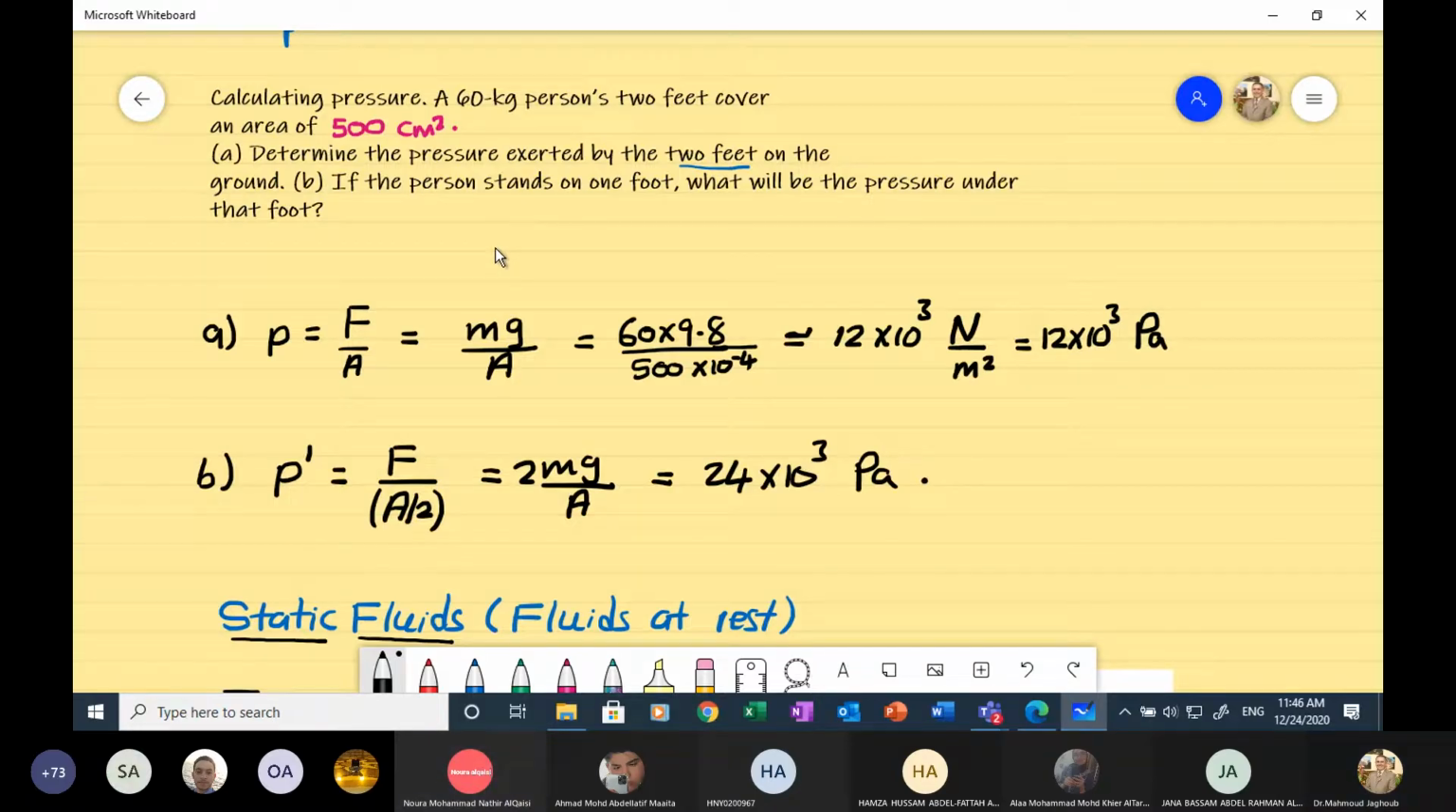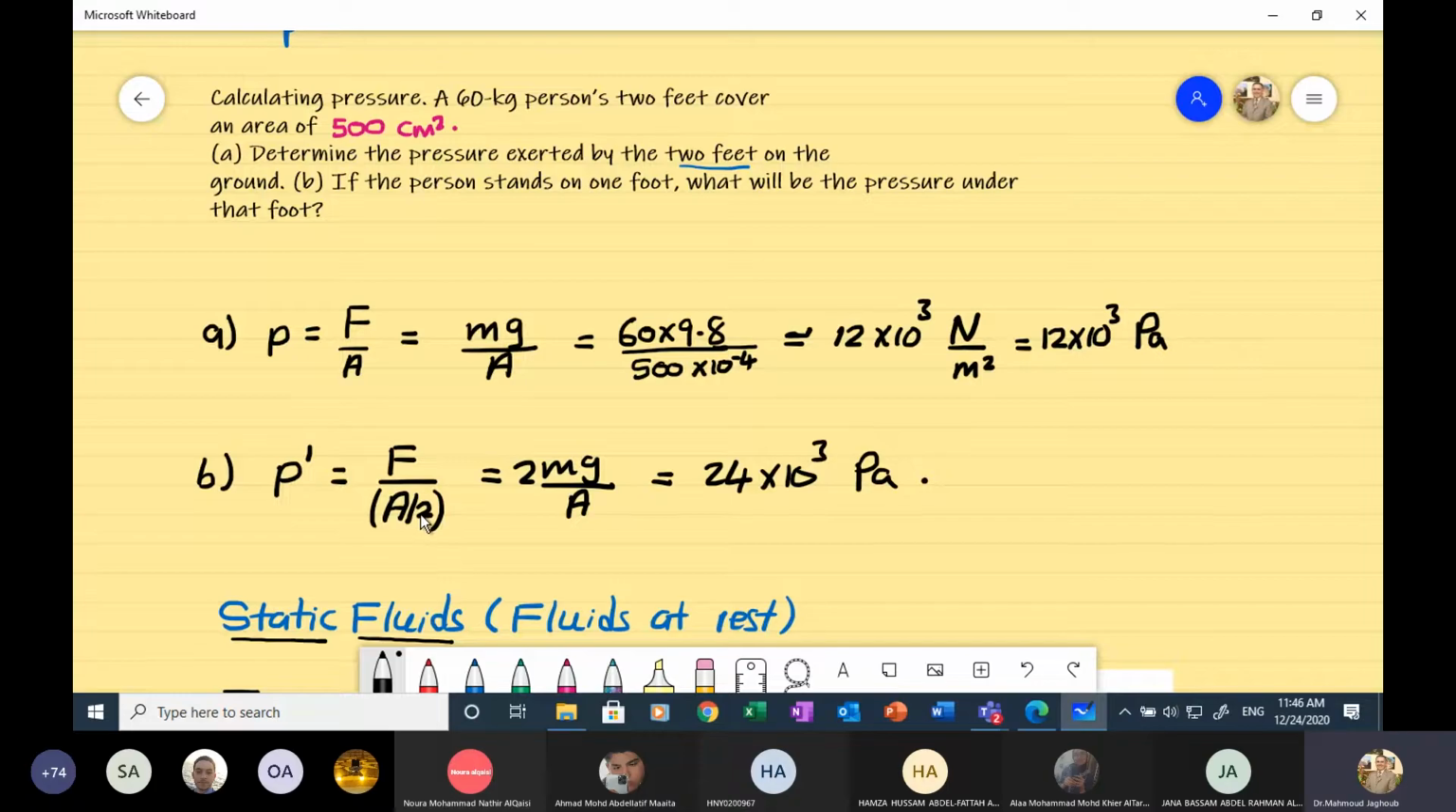Why? It's the same force, which comes from the weight, divided by half the area. Why half the area? Because he lifted one of his feet off the ground. So half the original area is what is in contact with the ground, which is one foot. So it becomes A over 2.